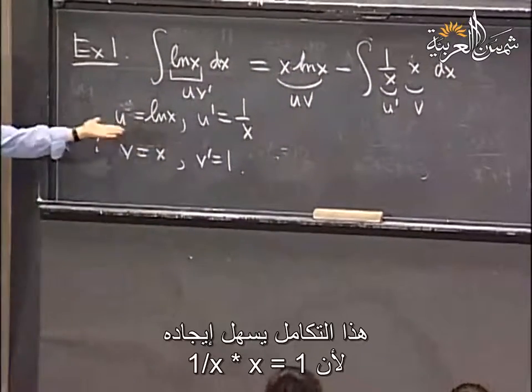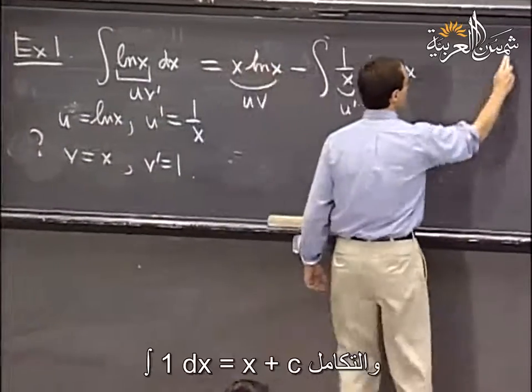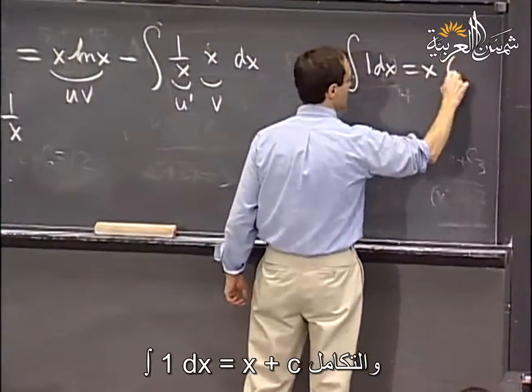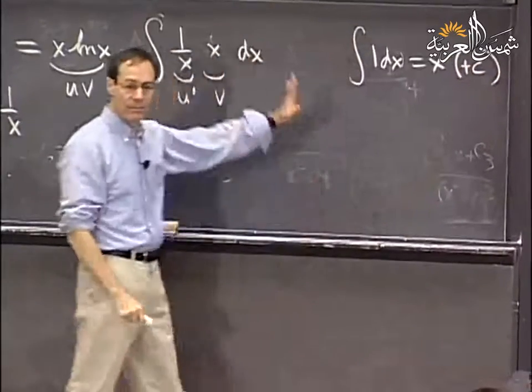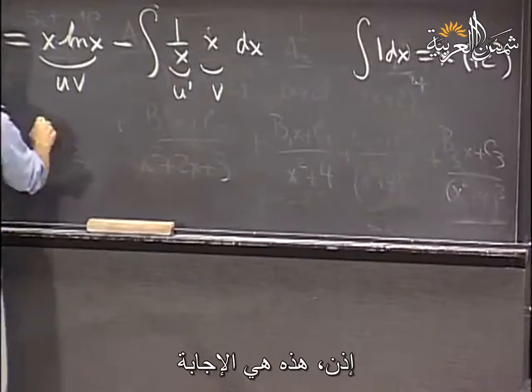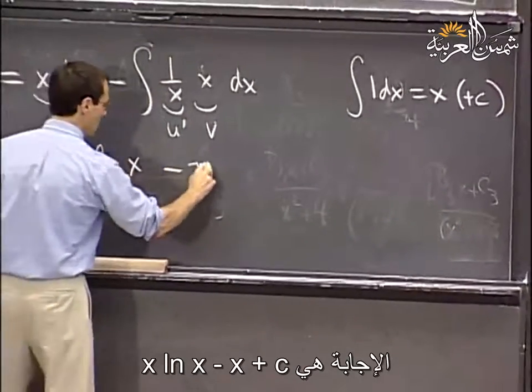Now that one is easy to integrate, because 1 over x times x is 1, and the integral of 1 dx is x plus c, if you like. All right? So the antiderivative of 1 is x. And so here's our answer. Our answer is that this is x log x minus x plus c.